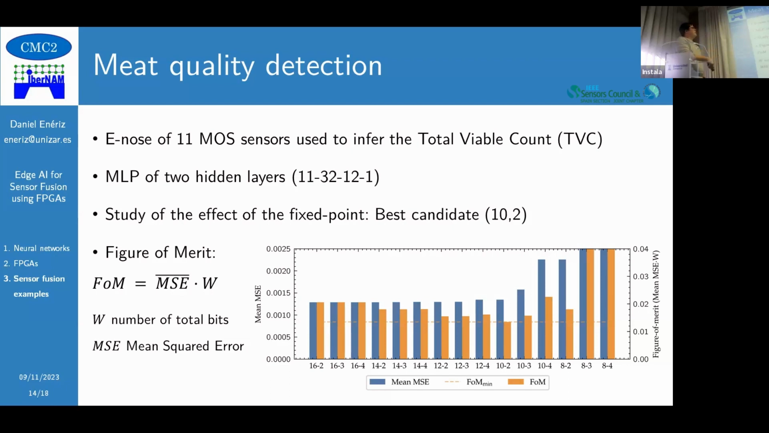In this case, the idea was to infer the TVC from the outputs of the metal oxide sensors. For this, we employed again an MLP of 2 hidden layers, and then we conducted a test to see which fixed point representation best performed in our model implementation. For this, we defined a figure of merit that took into account the average mean square error and the number of bits in the representation, and we got that the best performing candidate is the 10-2, which is basically a fixed point representation with 10 bits in total, 2 of them dedicated to the integral part.